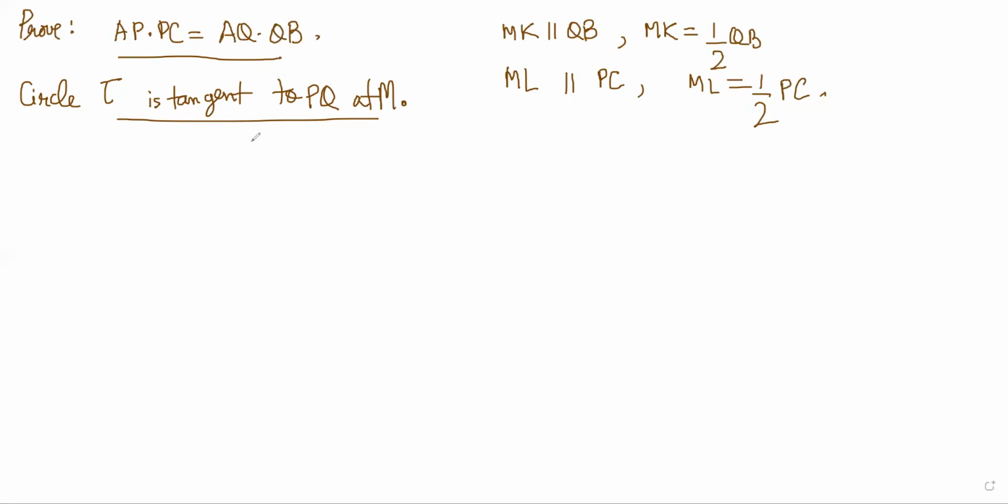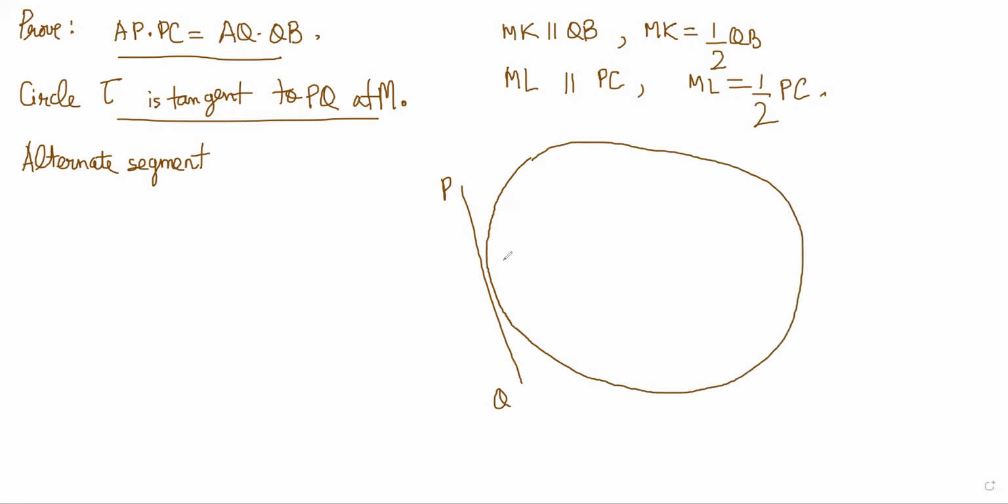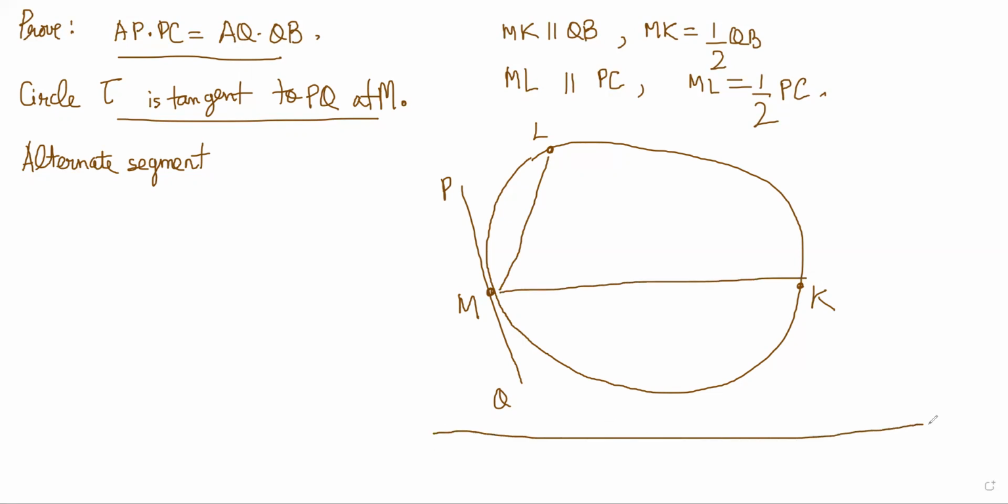Now we have the alternate segment theorem, right? Like the angle that the tangent makes with a chord. So if we have a PQ line here, let's say, and we had a circle like this, this was our point M, and somewhere here was our point L, and somewhere here was our point K, right? So if I join like this, KM, because KM was parallel to our BQ, right?